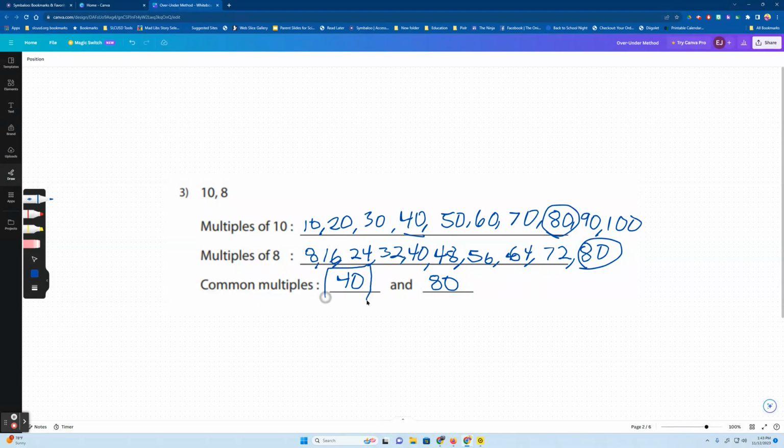So if I were adding fractions that had the denominators 10 and 8, I would write them as equivalent fractions with denominators of 40. And I could do that because 40 is a common multiple of both of them, so they can both be multiplied by a number to give us 40.